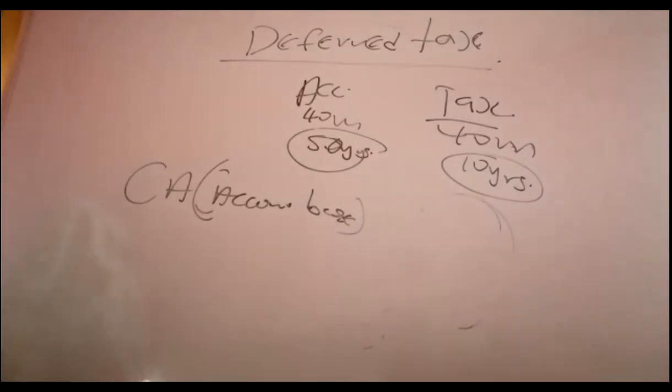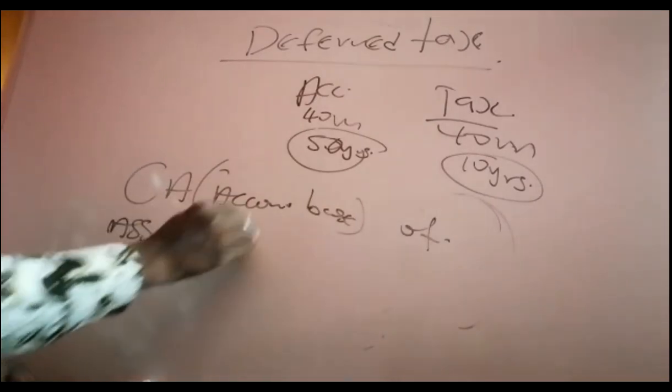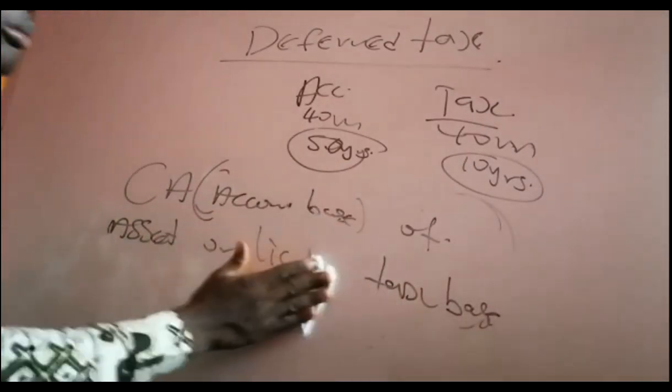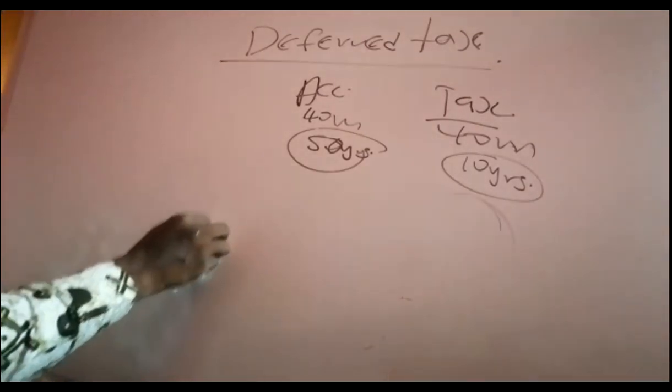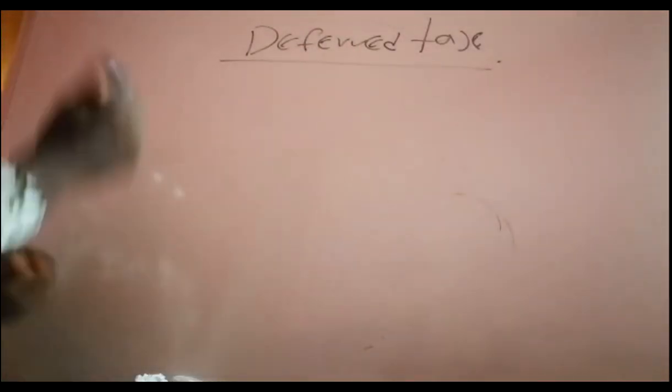Difference between the carrying amount and the accounting base; the carrying amount is the same as the accounting base. So if you want to determine the temporal difference, it's the difference between the carrying amount of an asset or liability and its tax base. So in short, compare two items: the tax base and the accounting base. The difference is what we mean by the temporal difference.